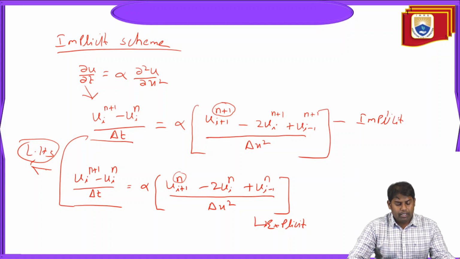So in a straightforward view, the explicit scheme is very simple to solve. Why? Because you input values and get the output, so that is a straightforward process. But for the implicit scheme, we have more unknown variables, so we have to collect the equations. Whatever equation we have written here is only at index i.